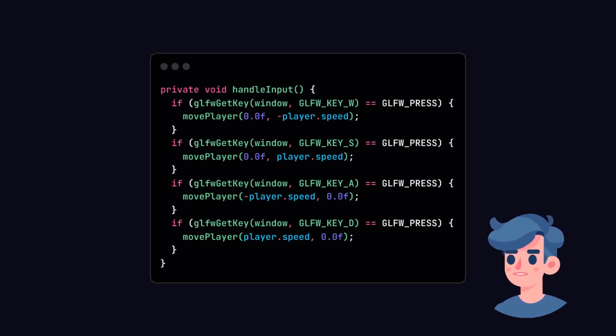Let's integrate our collision detection with the input handling. Update the movePlayer method calls to appropriately reflect user input while ensuring the player does not collide with the walls.